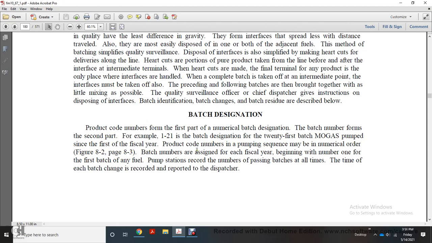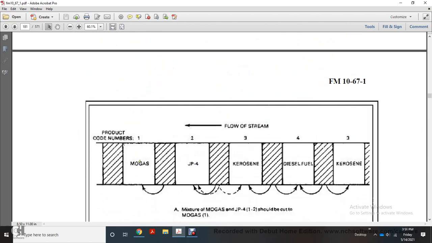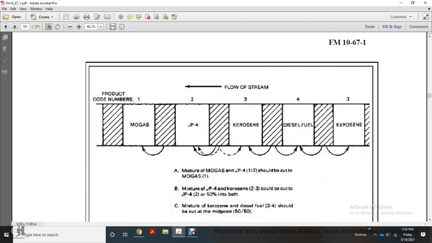Figure 8.2. The batch numbers are assigned for each fiscal year, beginning with the number 1. The first batch at any fuel pump station records the number of the passing batches at all times. The time of each batch change is recorded and reported to the dispatcher. Should the flow string code numbers be MoGas, JP4, kerosene, diesel fuel, kerosene, 1, 2, 3, 4, the mixture of MoGas and JP4 should be cut into MoGas 1.